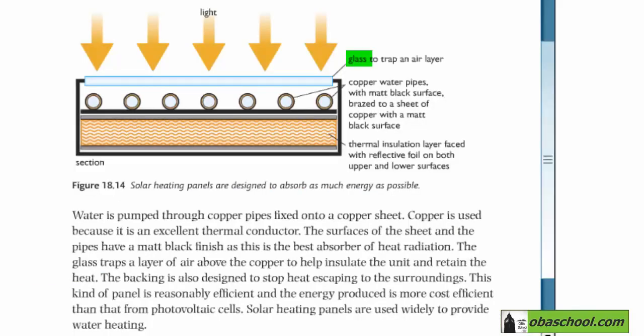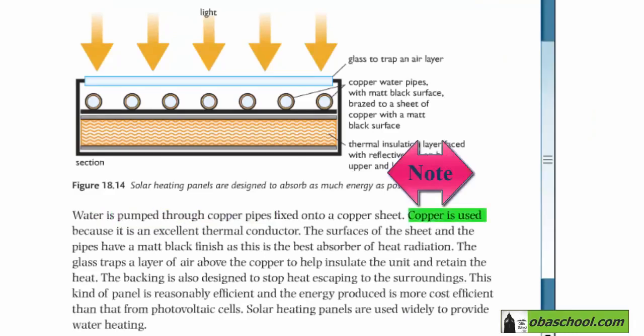This is how solar heating panels are designed. They have glass to trap in air layers, copper water pipes with a matte black surface braced to a sheet of copper with a matte black surface. And we have a thermal insulation layer faced with reflective foil on both upper and lower surfaces. Water is pumped through copper pipes fixed onto a copper sheet.